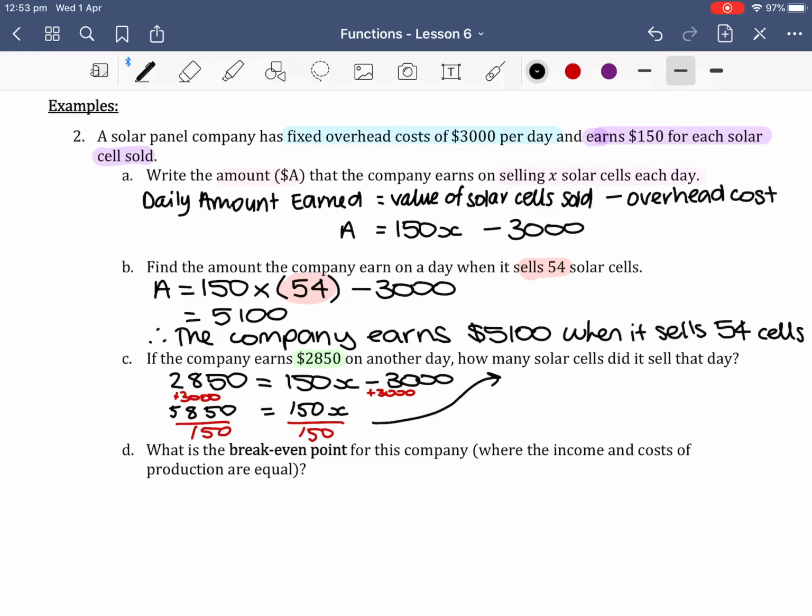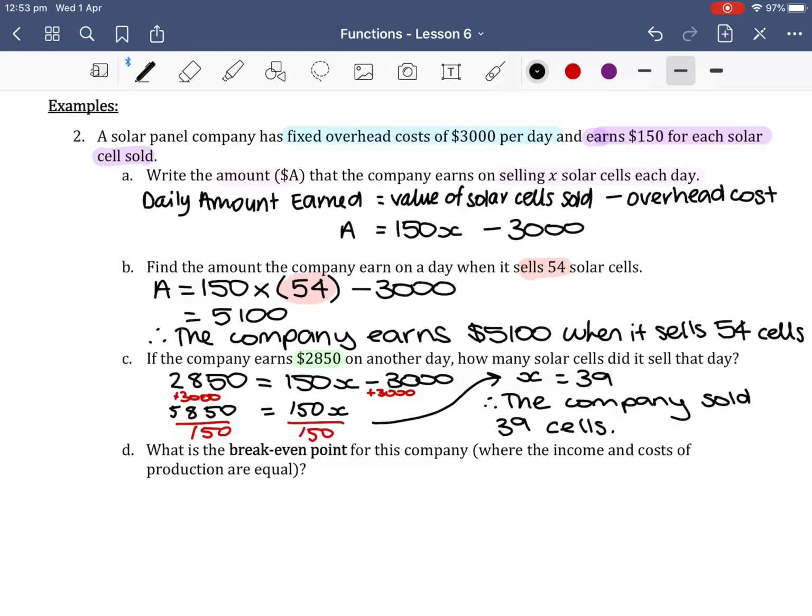And I have run out of room, so I'm just going to draw a little arrow to show where I'm going to. So when I divide both sides by 150, I get my answer for x. And when I go 5,850 divided by 150, I get 39. So therefore, the company sold 39 cells on that day.